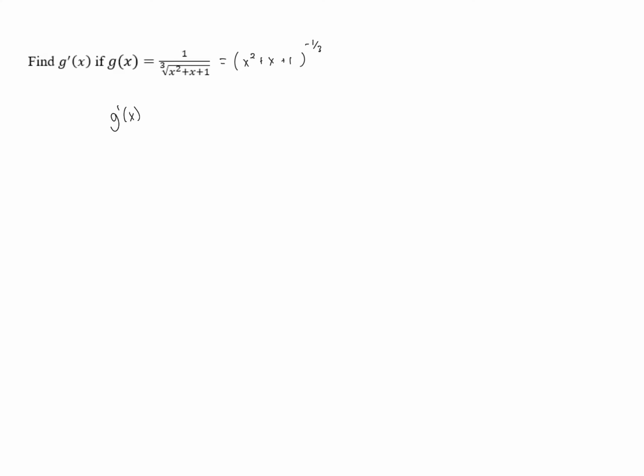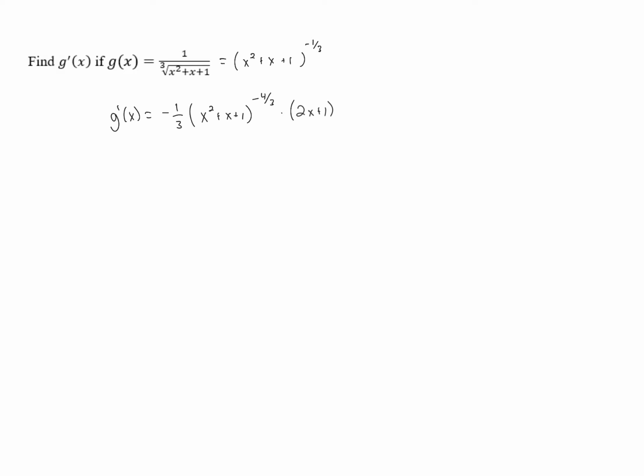All right, when we use the chain rule, we need to take the derivative of the outer function. The outer function is u to the negative 1/3 power. So the derivative of that is negative 1/3 times u, which is x squared plus x plus 1, to the, and remember we have to subtract 1 from the exponent. Negative 1/3 minus 1 is negative 4/3 power. And then that is times the derivative of the inside. The derivative of the inside is going to be 2x plus 1.